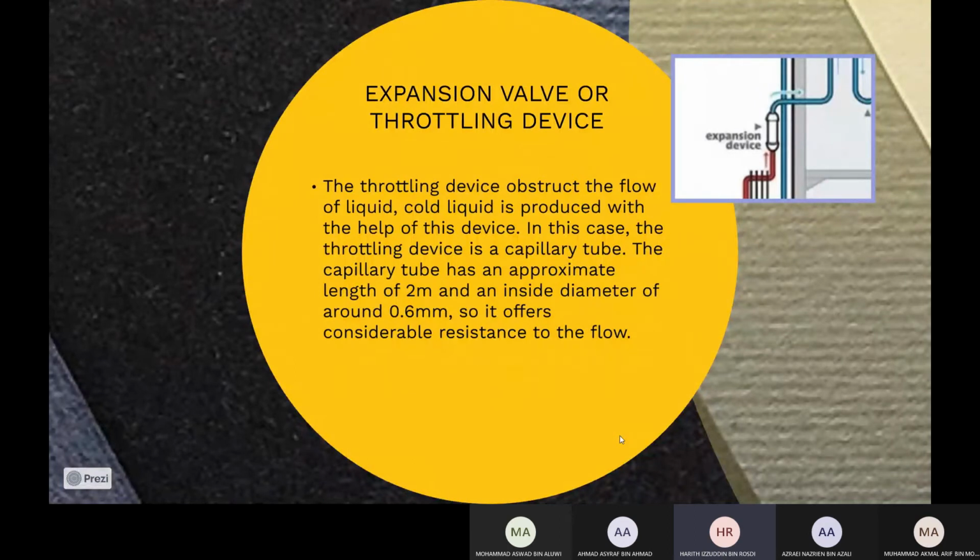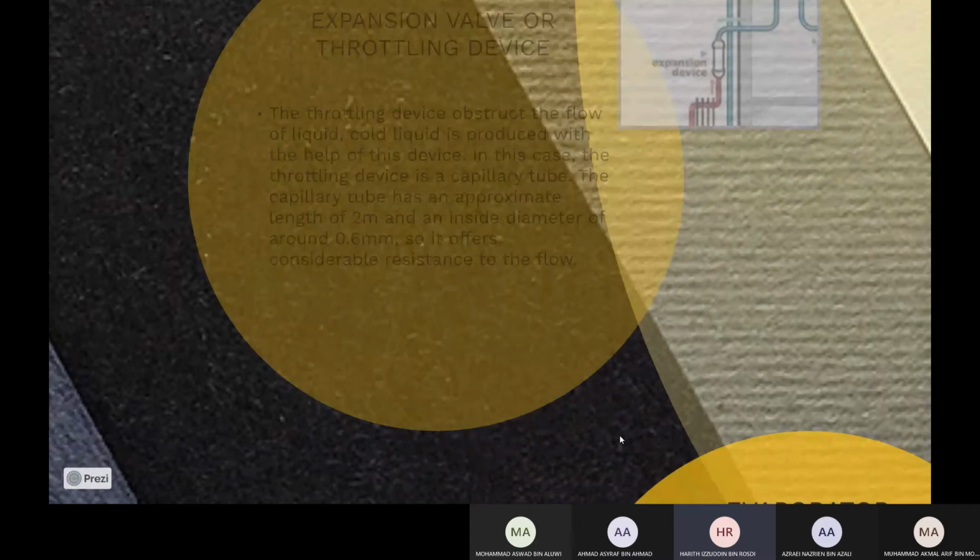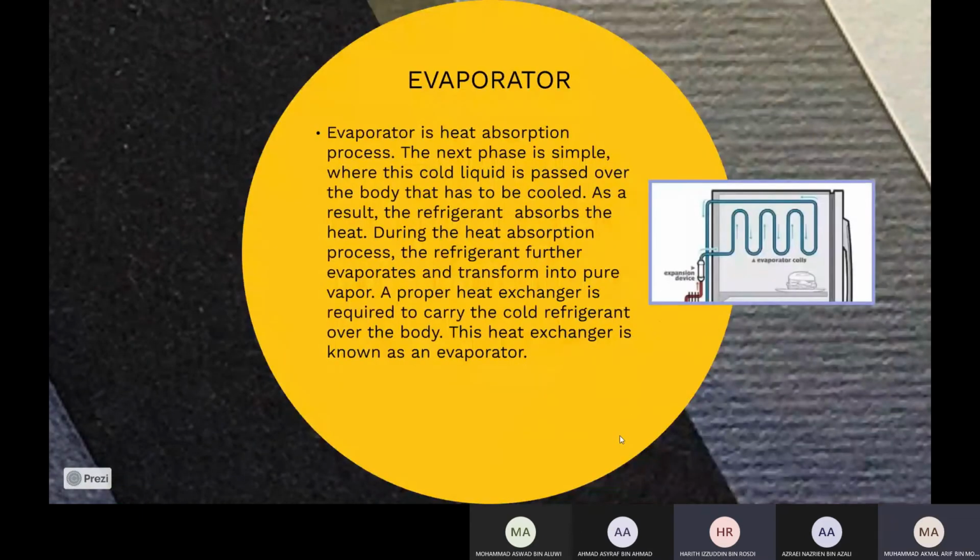Expansion valve or throttling device. The throttling device obstructs the flow of liquid. Cold liquid is produced with the help of this device. In this case, the throttling device is a capillary tube. The capillary tube has an approximate length of 2 meters and an inside diameter of around 0.6 millimeter, so it offers considerable resistance to the flow. Next, I will pass to the next presenter.